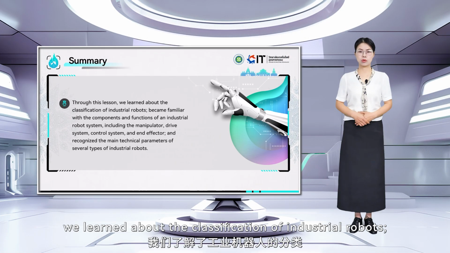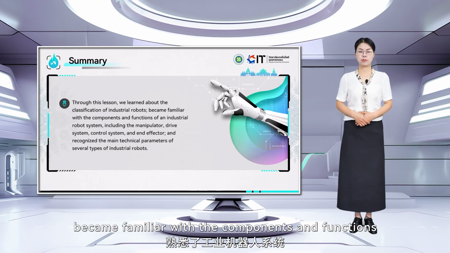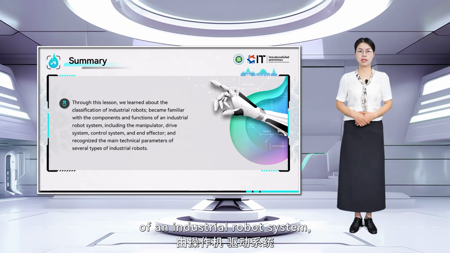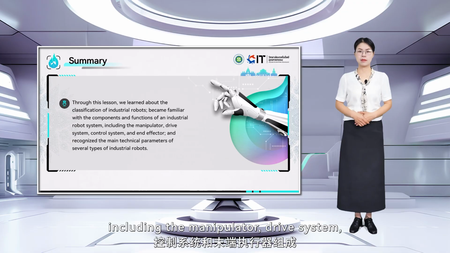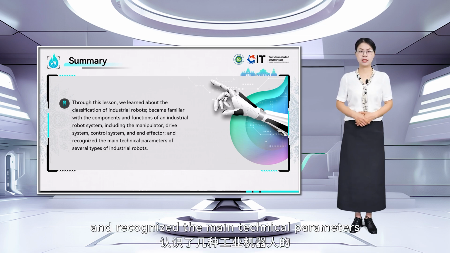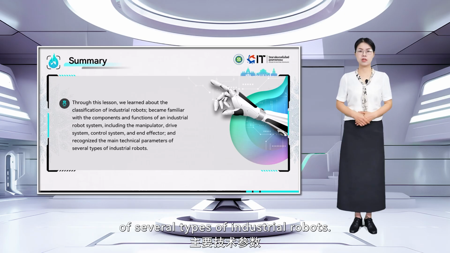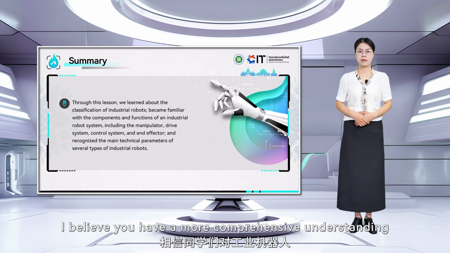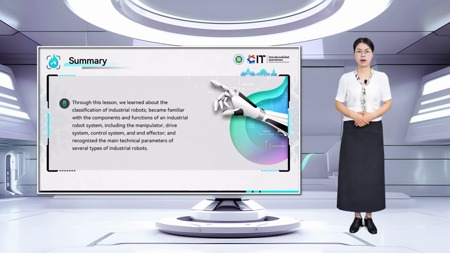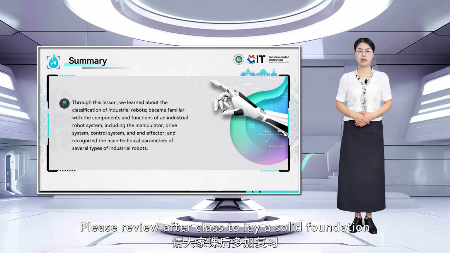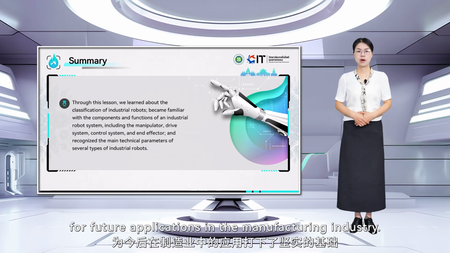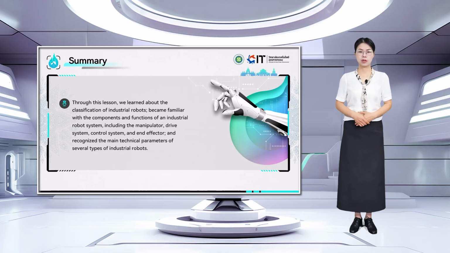Through this lesson, we learned about the classification of industrial robots, became familiar with the components and functions of an industrial robot system, including the manipulator, drive system, control system, and end effector, and recognized the main technical parameters of several types of industrial robots. I believe you have a more comprehensive understanding of industrial robots now. Please review after class to lay a solid foundation for future applications in the manufacturing industry.